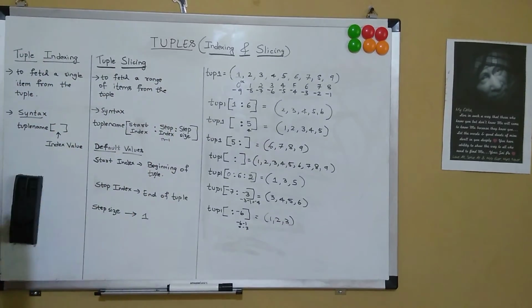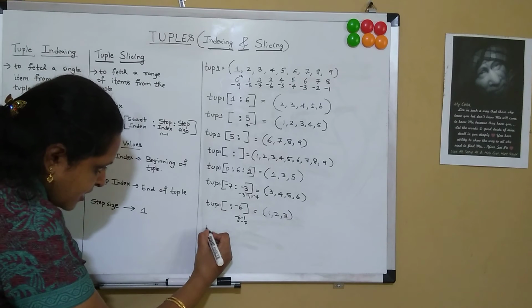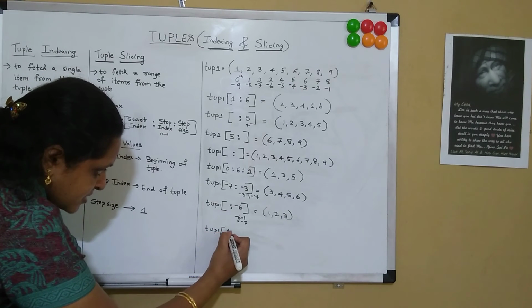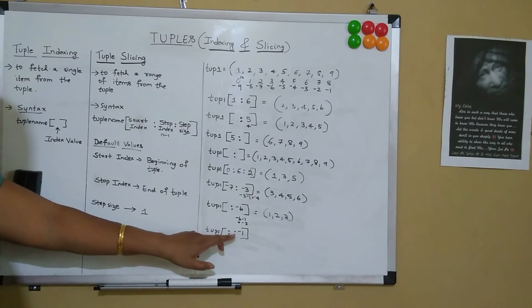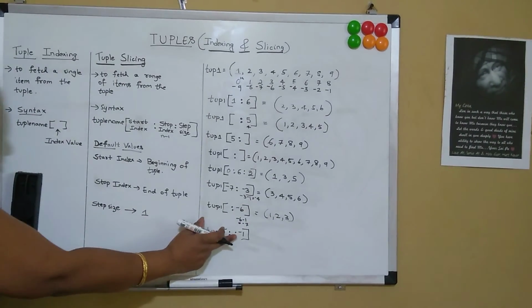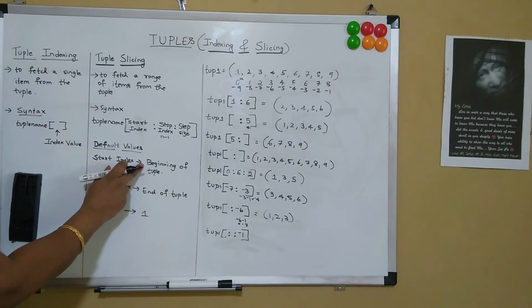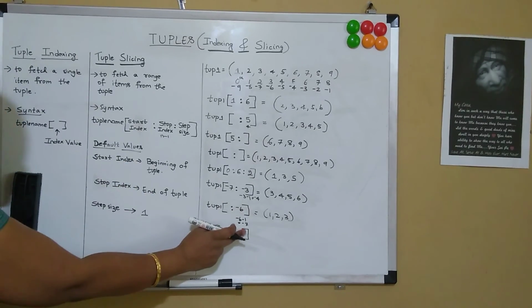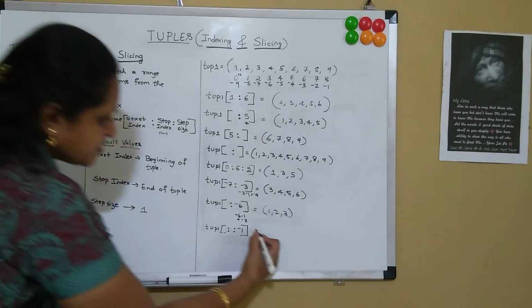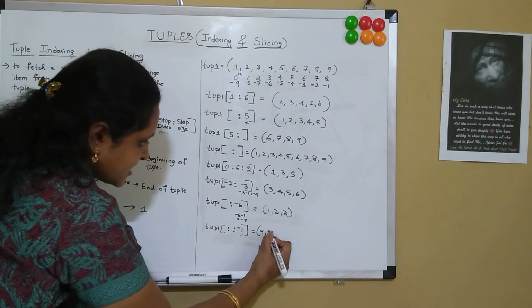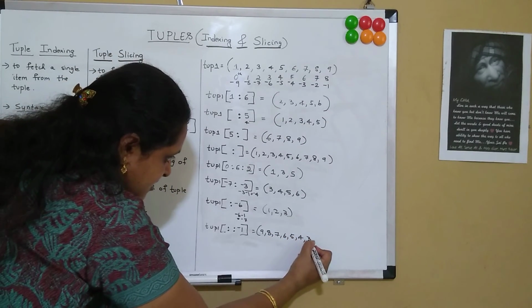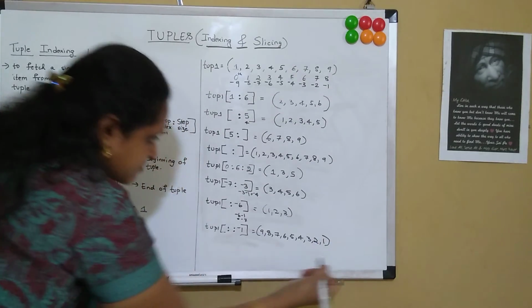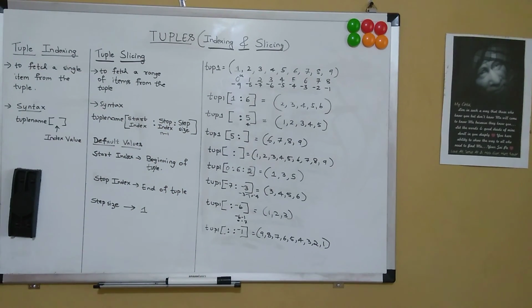And now if we want to reverse the tuple, I can just give tuple 1 colon colon minus 1. So I have not specified any start and end position. So it will start from the beginning till the end, and since I have given the step size as minus 1, it will print the tuple in the reverse order. That is 9, 8, 7, 6, 5, 4, 3, 2 and then 1. So it will print the tuple in the reverse order. Hope so friends, it is clear for you.